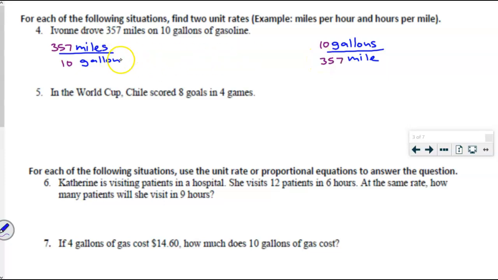And now that I have those ratios set up, now I can turn each of them into a unit rate, meaning I want it to be per 1. So this one, I'm going to change the 10 gallons to a 1 gallon. This one, I'm going to change the 357 miles to 1 mile. We always want that 1 to be in the denominator. So the 10 changes to a 1 by dividing by 10. I'm going to go ahead and divide by 10 here as well. 357 divided by 10, I end up with 35.7 miles.